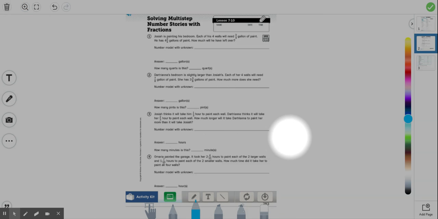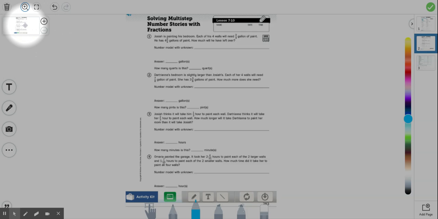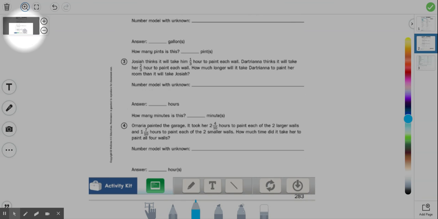I'll do problem 4. How about that? And then you do problems 1, 2, and 3. So let's see if I can zoom in on it without taking 20 hours here. Scroll down to the bottom. There it is. All right. Omaria painted the garage. So that's her name. It took her 2 4/10 hours to paint each of the 2 larger walls. So there's 2 large walls. And then 1 7/10 of an hour to paint each of the 2 smaller walls. How much time did it take her to paint all 4 walls?